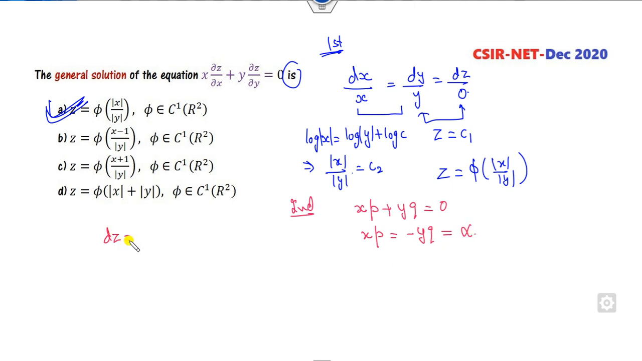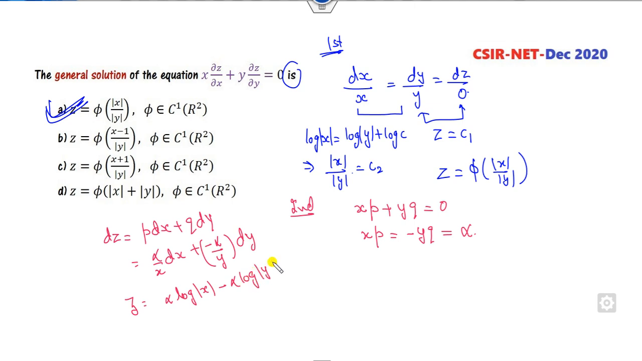So I can write this as P dx + Q dy. P is alpha over x, and Q is minus alpha over y dy. Now you can integrate them. It is alpha log|x| minus alpha log|y|. So what is the meaning of this? This is log of |x| over |y|. Log is a function, so I can say this is a function of |x|/|y|. So again, this is the right answer of the problem.